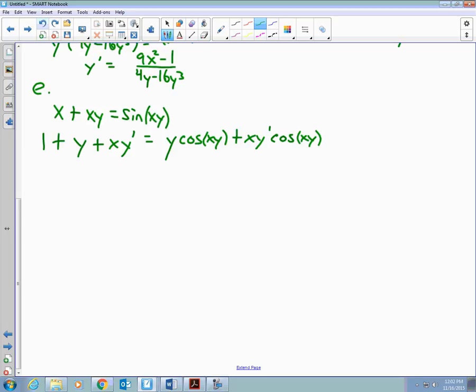Can you say your question? How did I get this part? So what I did is I distributed the cosine of xy through to each part of that binomial because I have to be able to separate the y primes. So I have xy prime minus xy prime cosine of xy, and then I'll put my other stuff over there.